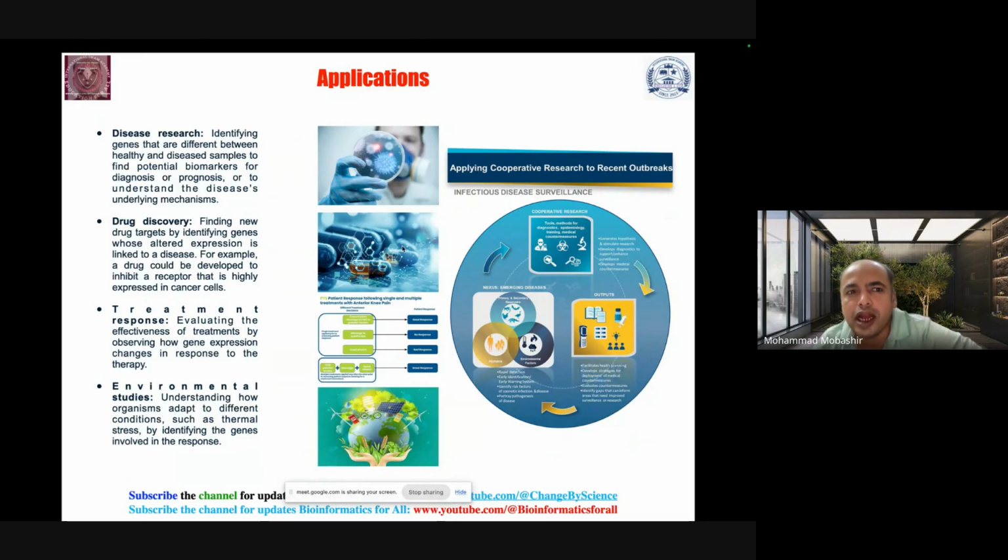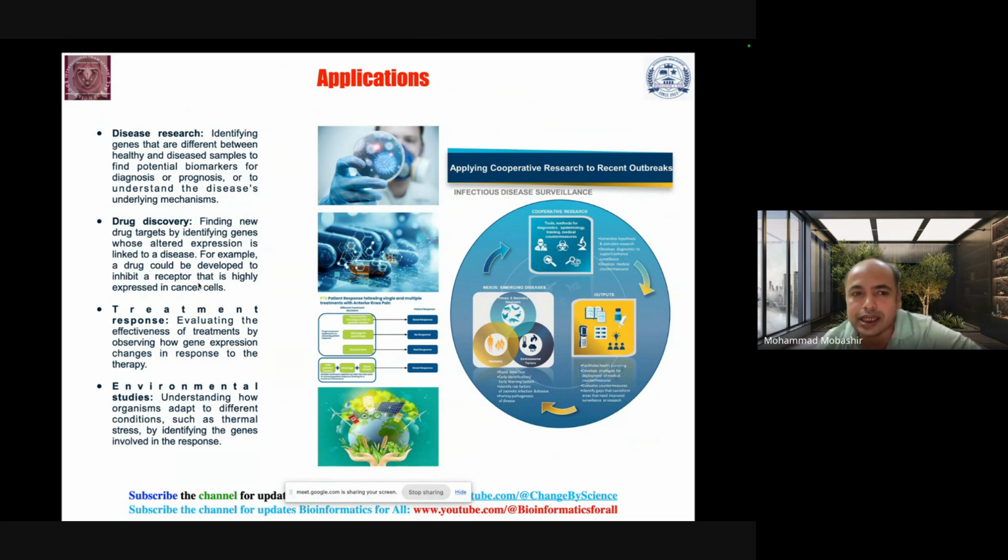So it can be applied for disease research, identifying the genes that are different between healthy and diseased samples to find the potential biomarkers for diagnosis or prognosis, or to understand the disease underlying mechanisms or features. Then it comes to the drug discovery, finding new drug targets by identifying the genes whose altered expression is linked to the disease.